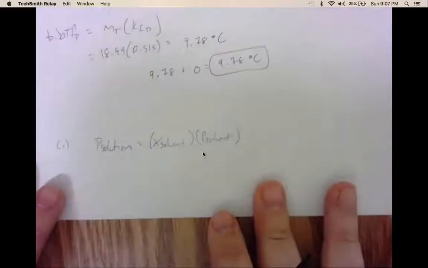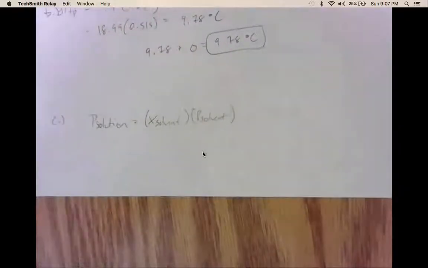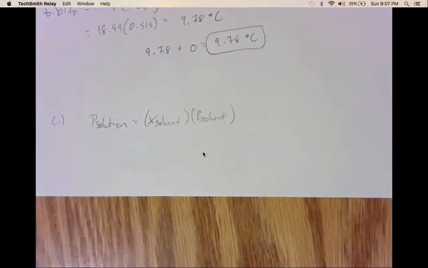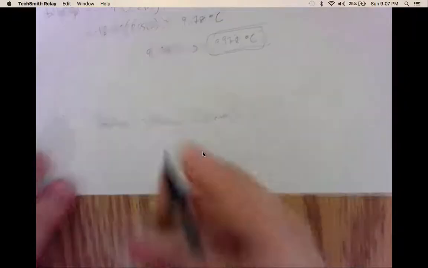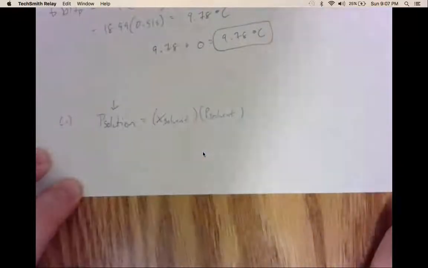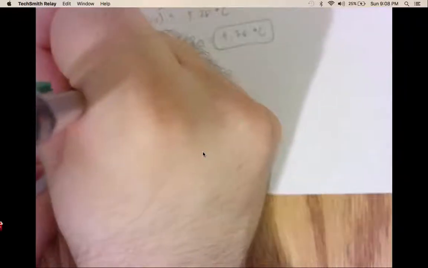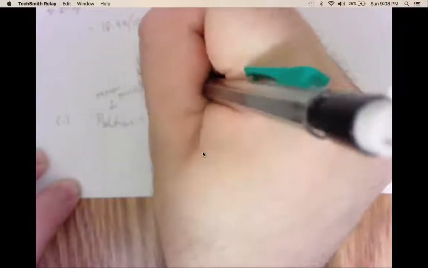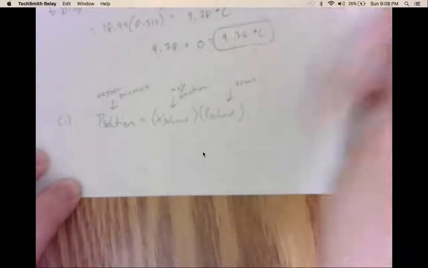Lastly, part C. Part C is asking us to calculate the vapor pressure of the solution. So you have to remember this formula: P solution equals X solvent times P solvent. P solution is the vapor pressure, this is what you are solving for. Remember, X is just the mole fraction. And then P solvent is given to us in the problem.